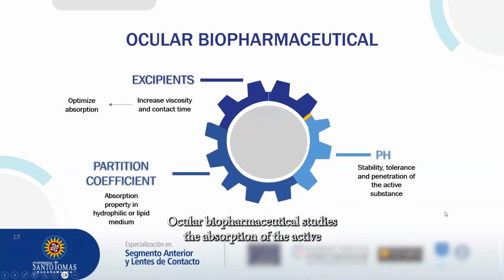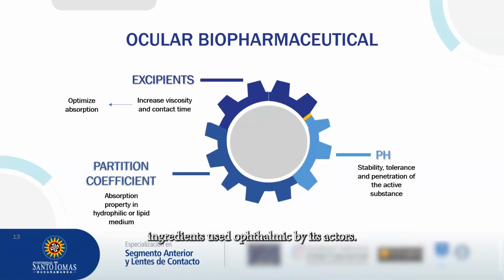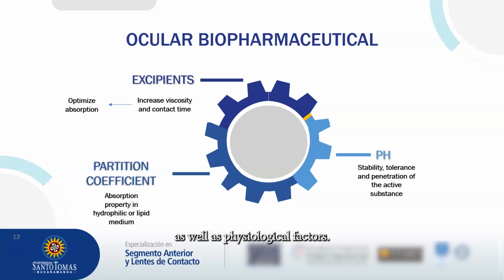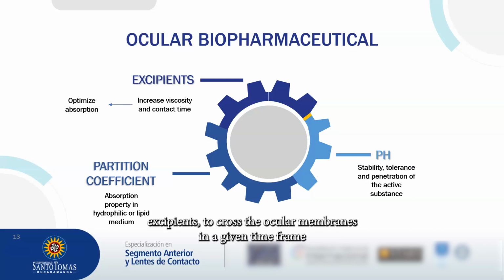Ocular biopharmaceutics studies the absorption of the active ingredients used ophthalmically, its factors, bioavailability, partition coefficient, the factors that condition it, physicochemical properties of the active ingredients and excipients, as well as physiological factors. Bioavailability is the ability of an active ingredient/excipient to cross the ocular membranes in a given time frame at a specific concentration to exert a localized therapeutic action.